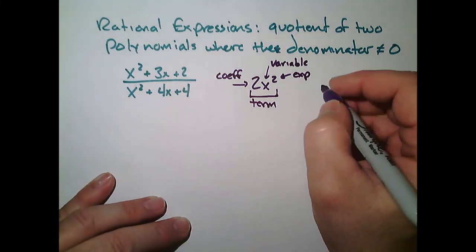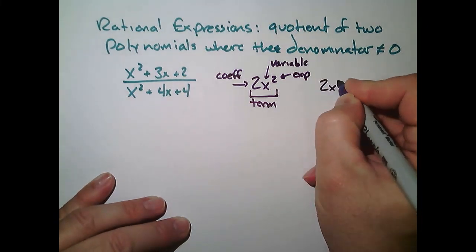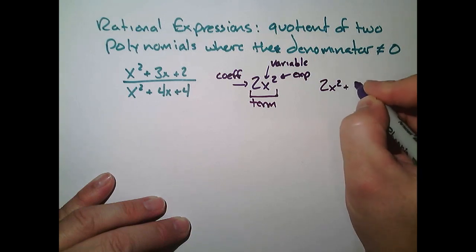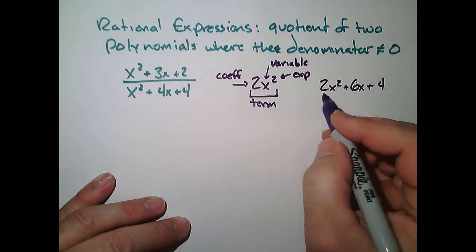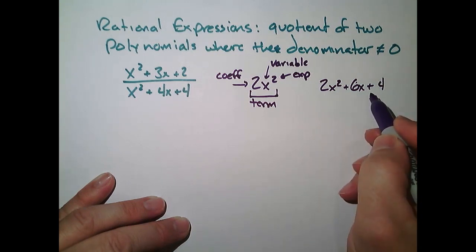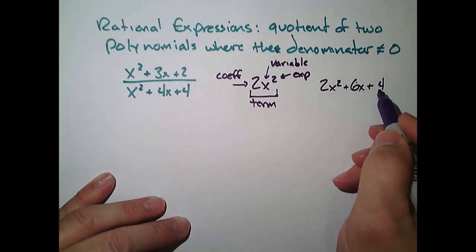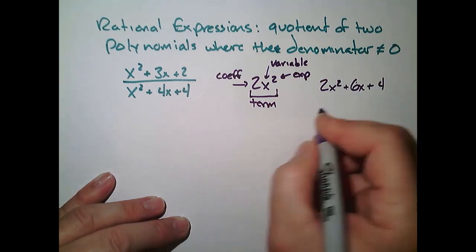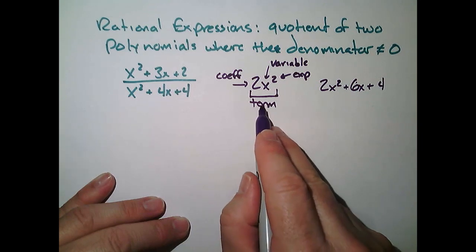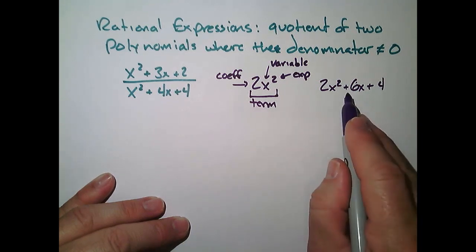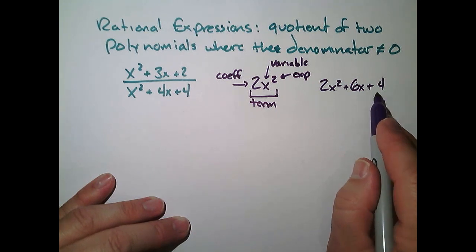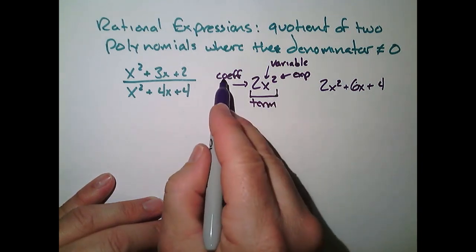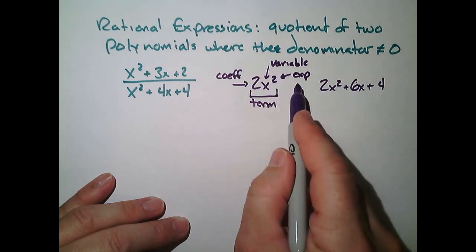And if we extend this and we add some other pieces, so 2x squared plus 6x plus 4, we now have a longer polynomial expression. In this case, it's a trinomial. So a polynomial is simply one or more terms connected by plus or minus operators. And each of our terms is comprised of a coefficient, a variable, and an exponent.